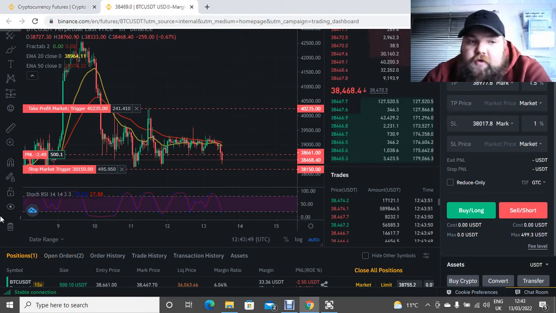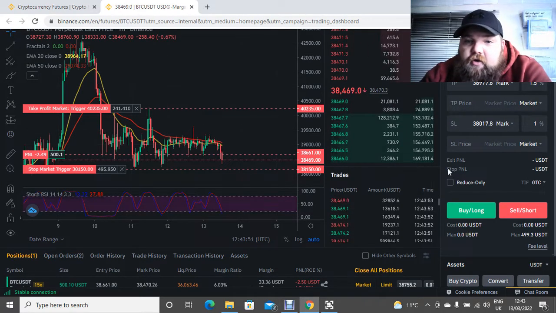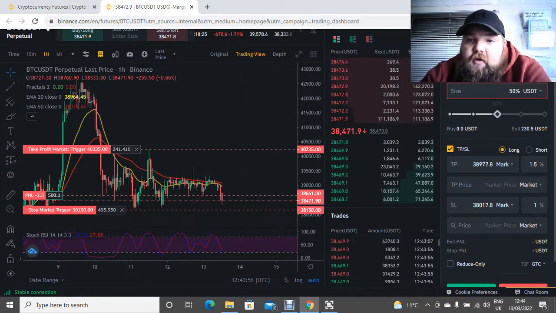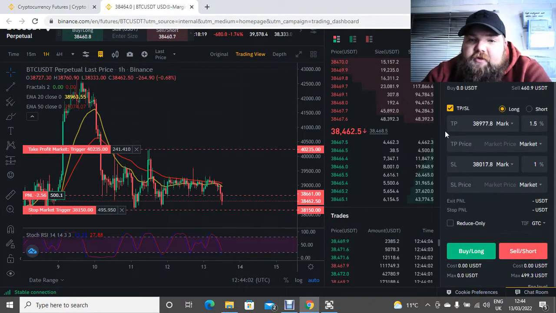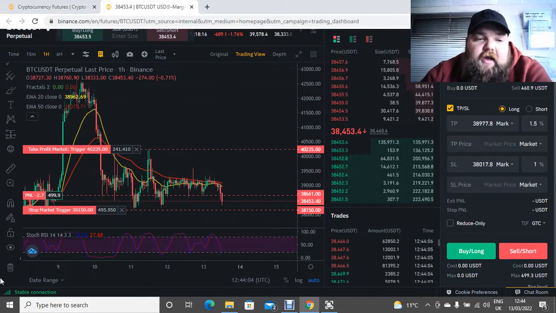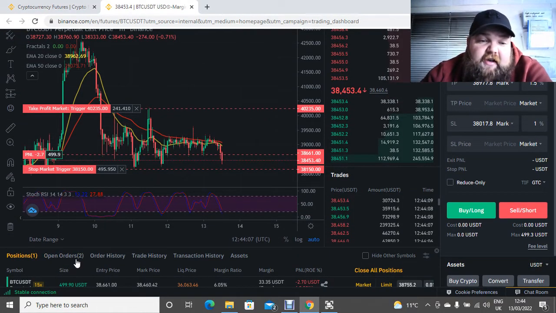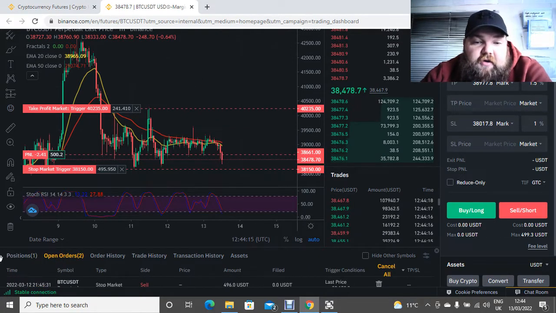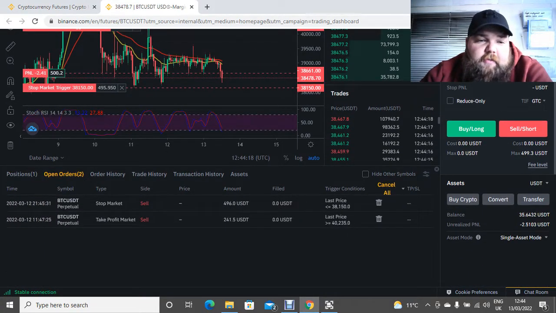There will only be one, and that will be you're willing to buy Bitcoin at, what was it, 38,401. And as soon as Bitcoin hits that, it will move into a position. So you've actually got into your position, and automatically 2 open orders will appear. As you can see, I have 2 here. One will be your stop market, which is your stop loss, and one will be a take profit.